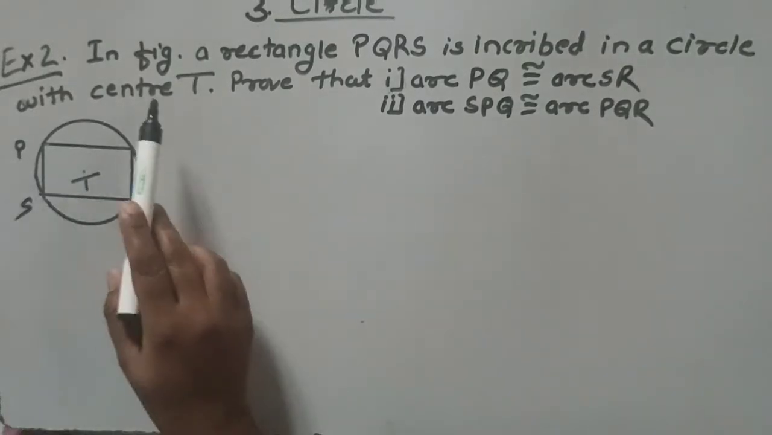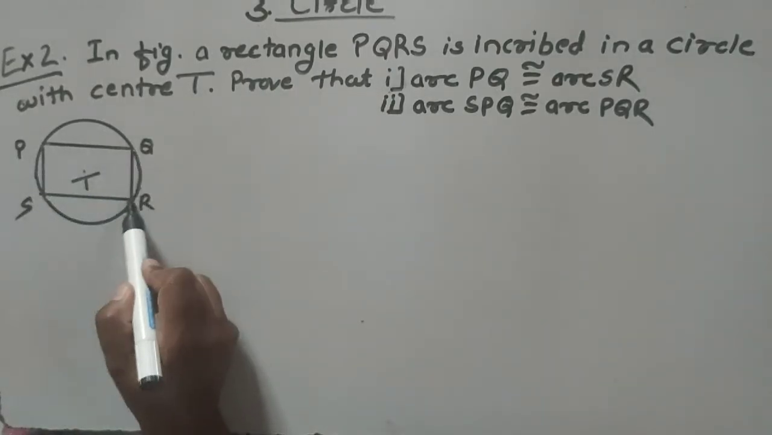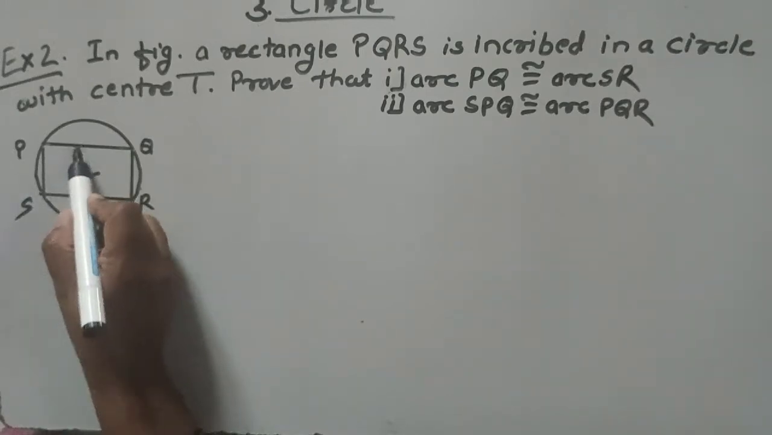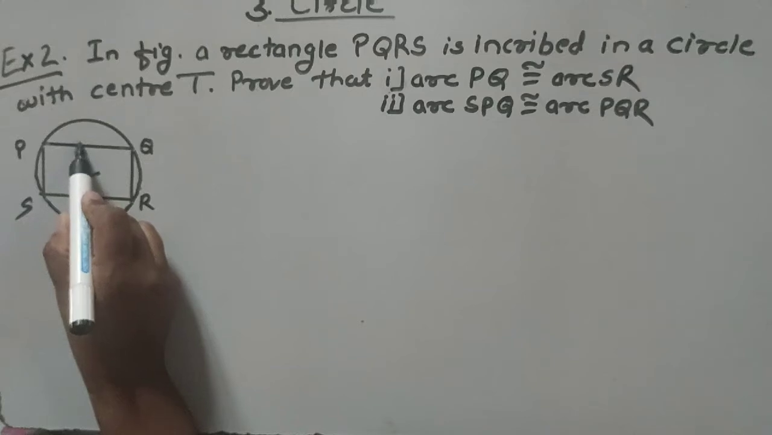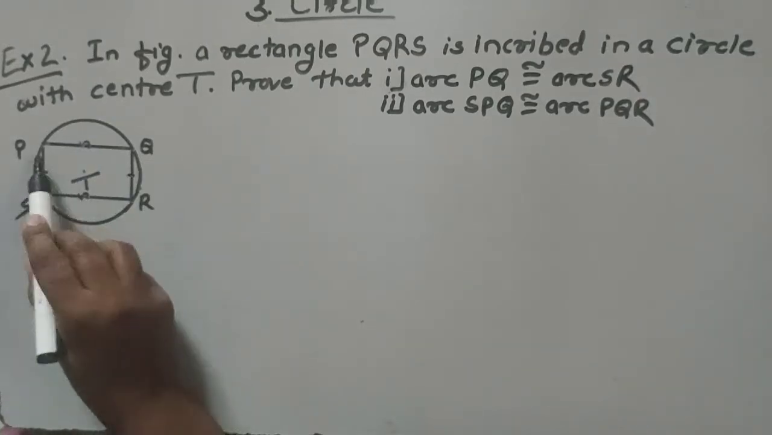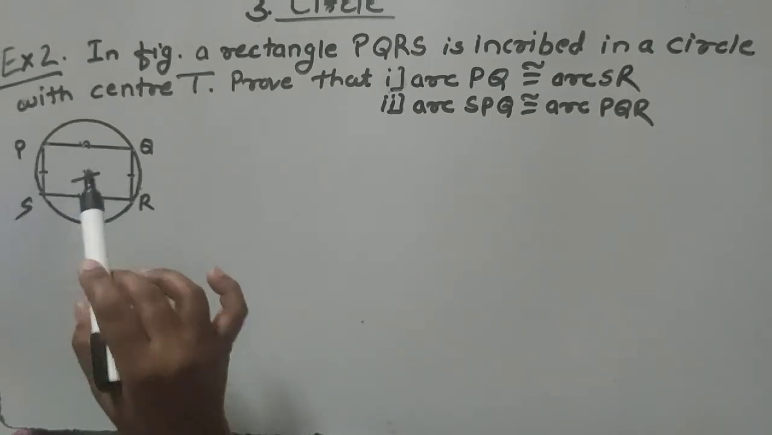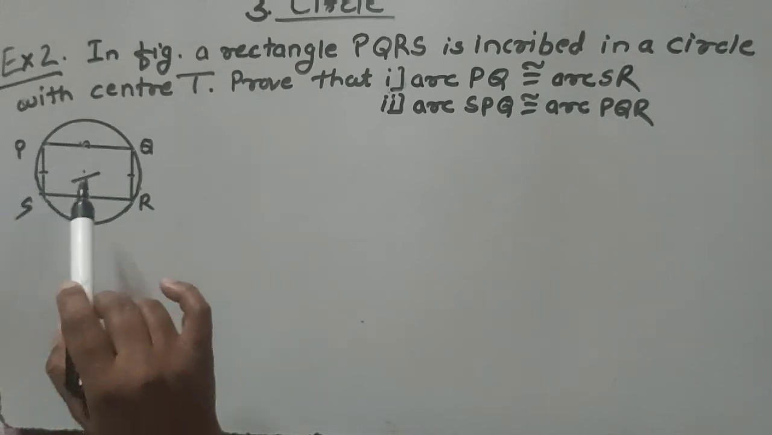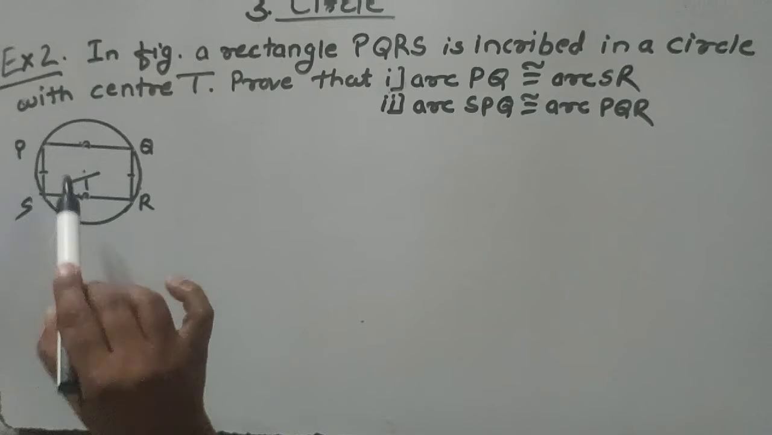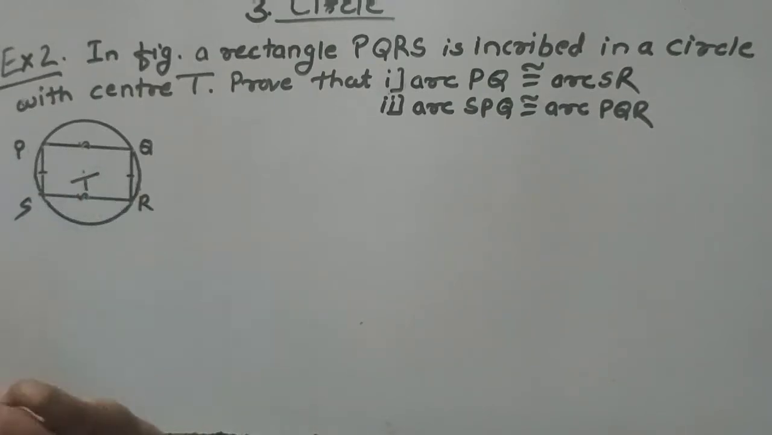Now in this second example, in the figure, PQRS is a rectangle. What is the property of a rectangle? Opposite sides are congruent to each other and all angles are 90 degrees. If these conditions are fulfilled by a quadrilateral, then that quadrilateral is a rectangle. So here, PQ is congruent to SR and they are parallel to each other, and PS is congruent to QR.